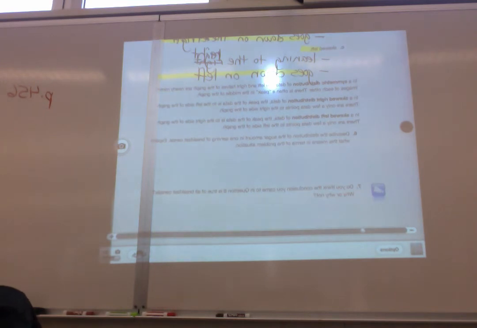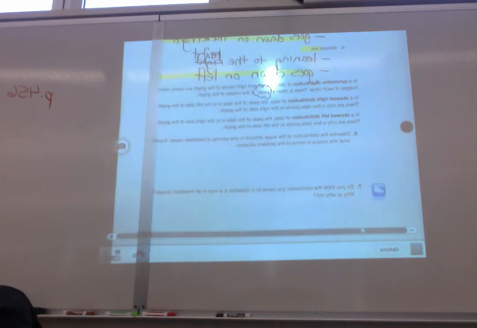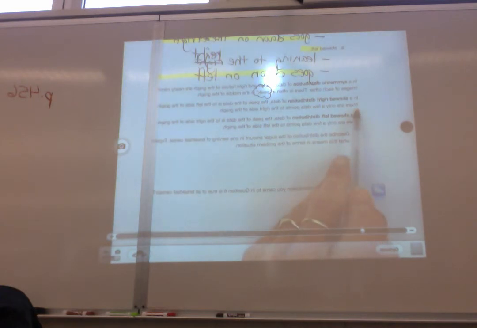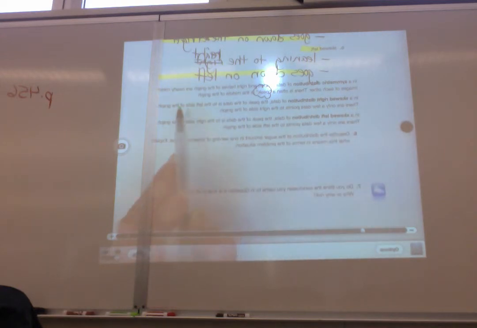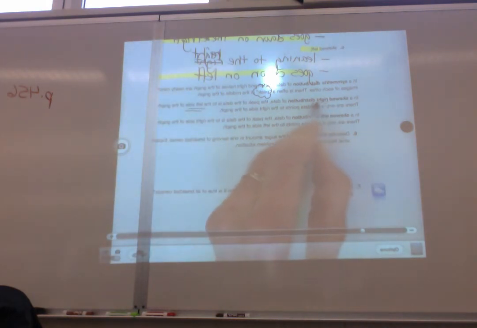In a symmetric distribution of data, the left and the right halves of the graph are nearly mirror images of each other. There is often a peak in the middle of the graph. Okay, peak. And what does peak mean? Top. Top, highest point. Thank you. And a skewed right. Martine. In a skewed right distribution of the data, the peak of the data is to the left side of the graph. There are only a few data points to the right side of the graph.